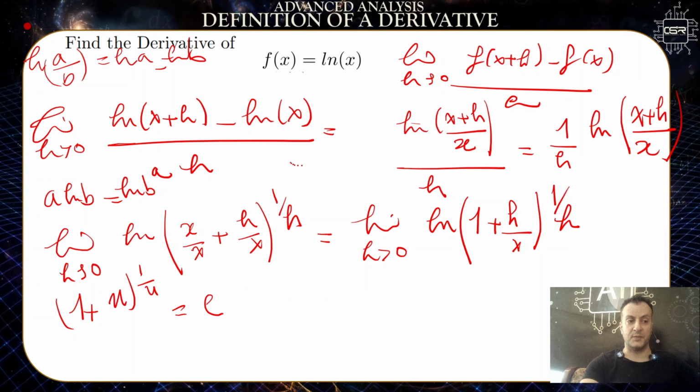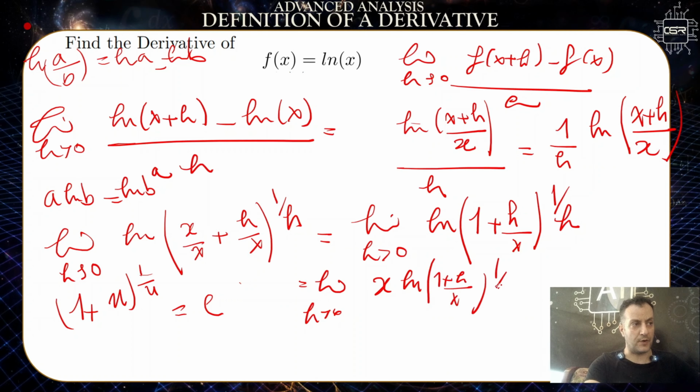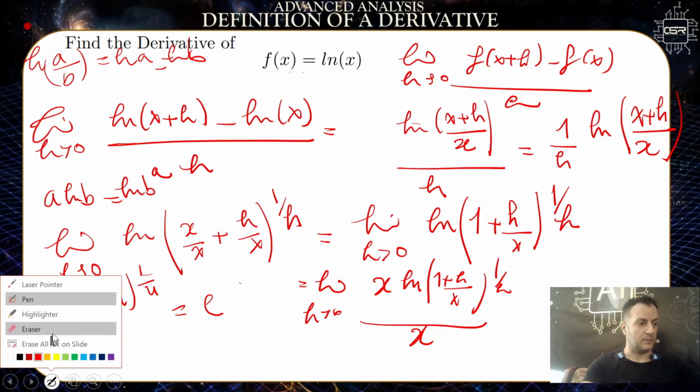We can do a trick by multiplying and dividing by a number that would not change the equivalence. So if we multiply by x and divide by x, it won't change anything. However, it would permit us to get x here in the power. Let me explain it. This is equal to the limit as h approaches 0 of x times ln (1 plus h over x) to the power of 1 over h, divided by x. Let me clear the area above.